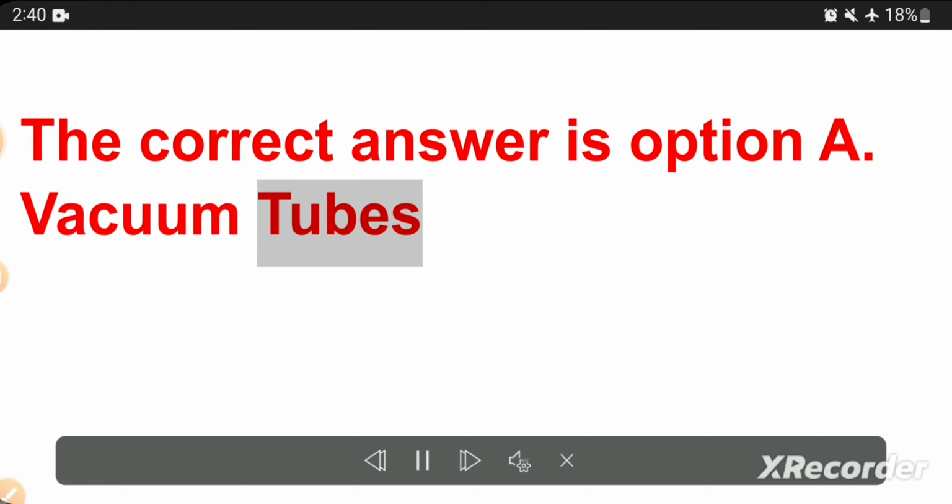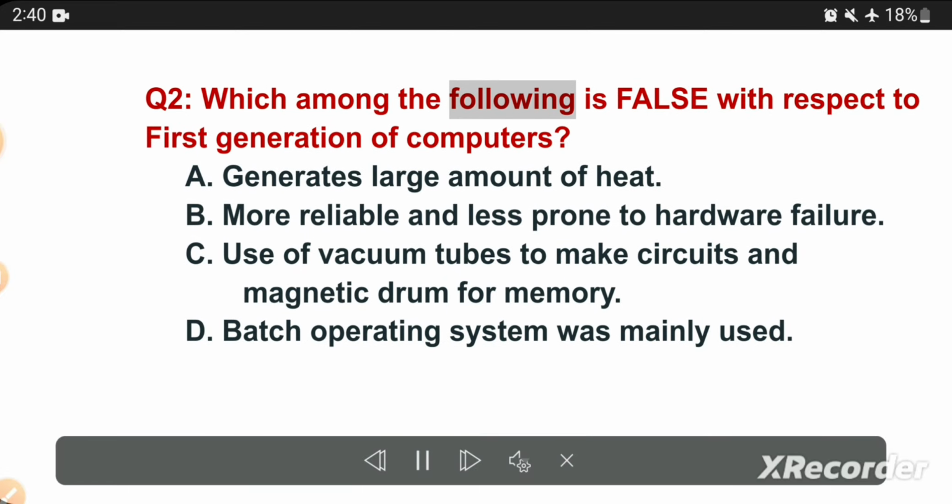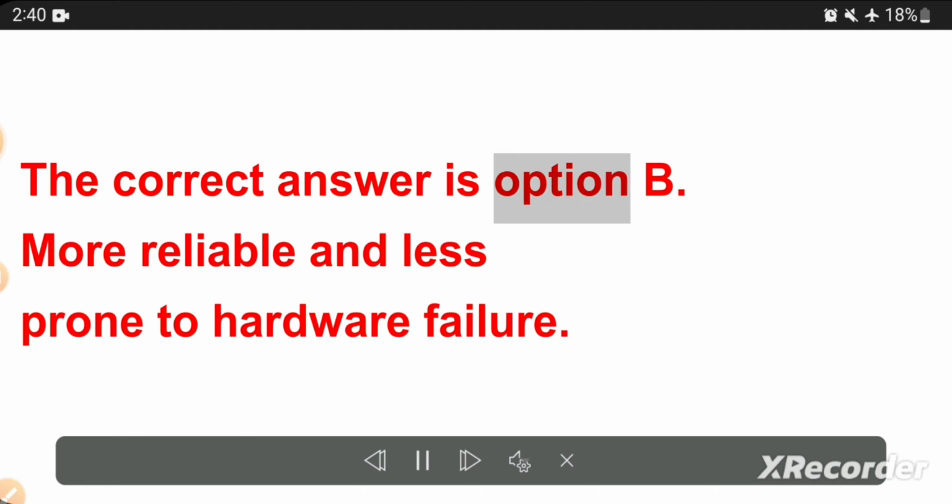Vacuum tubes. Q2. Which among the following is false with respect to first generation of computers? Generates large amount of heat. More reliable and less prone to hardware failure. Use of vacuum tubes to make circuits and magnetic drum for memory. Batch operating system was mainly used. The correct answer is option B. More reliable and less prone to hardware failure.